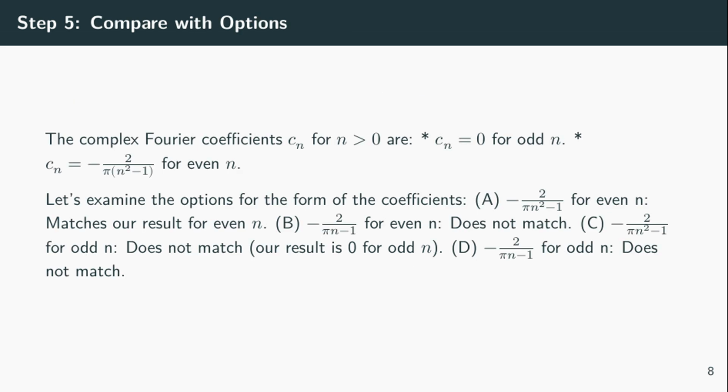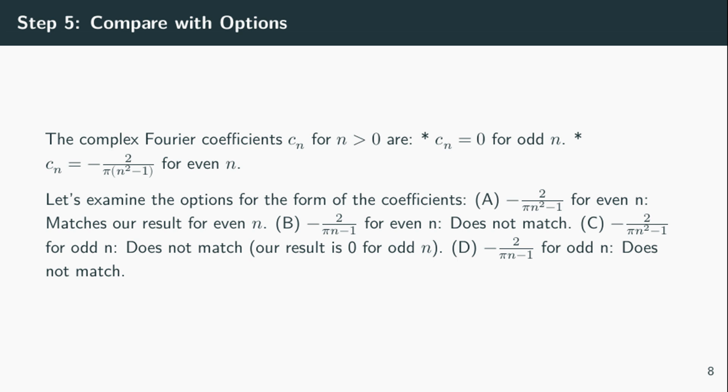Okay, let's compare our results for the coefficients with the options given. We found that the complex Fourier coefficients Cn for n greater than 0 are: Cn is 0 for odd n, and Cn is minus 2 over pi times n squared minus 1 for even n. Let's look at the options provided. A: minus 2 over pi times n squared minus 1 for even n. This exactly matches our result for even n.